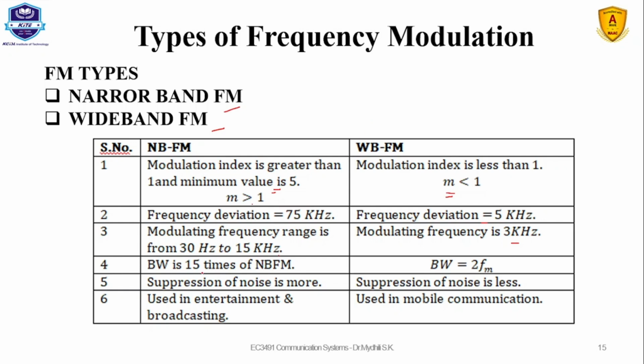And here the bandwidth is 15 times that of narrowband FM, whereas in narrowband FM the bandwidth is only twice the message signal frequency. The suppression of noise is more in wideband FM, whereas suppression of noise is very less in narrowband FM. And narrowband FM is used in mobile communication, whereas wideband FM is used in entertainment and broadcasting.